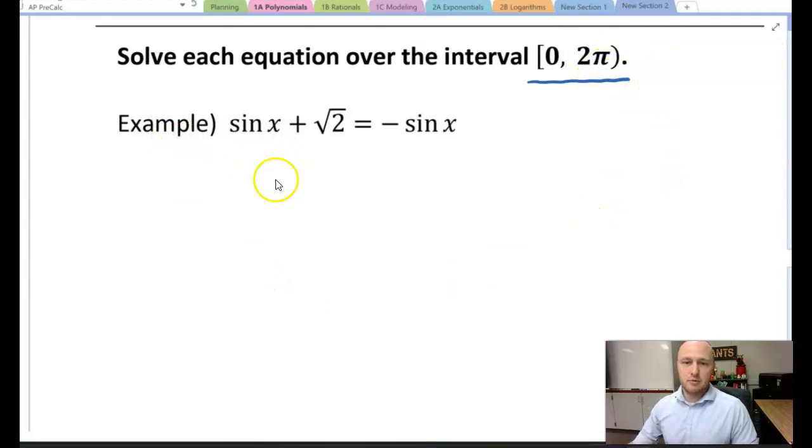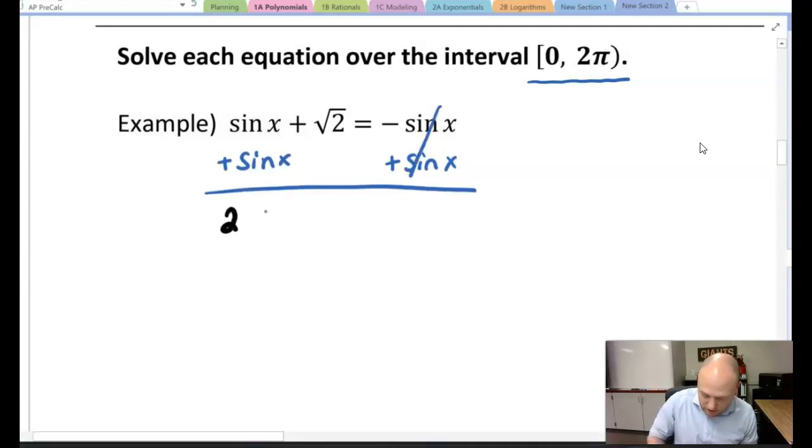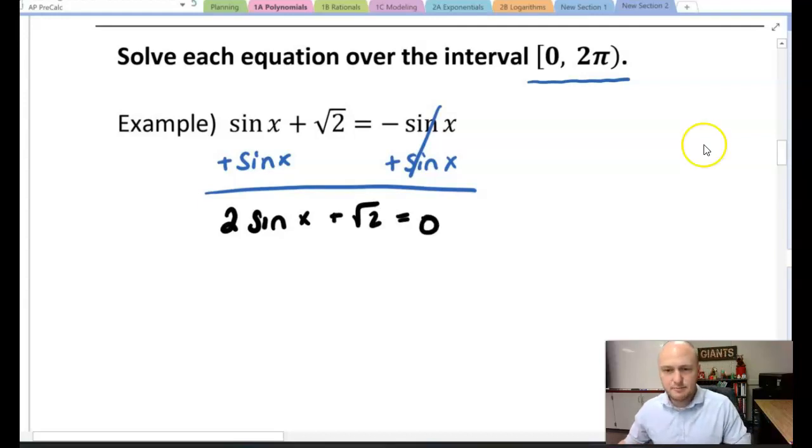So here's example number 1. It says sine of x plus square root of 2 is equal to negative sine of x. So here's what I'm going to do. This is a linear structure. I'm going to combine my sine of x terms, sine of x plus sine of x here. These will cancel, and we get 2 sine of x plus the square root of 2 is equal to 0. That's a 0 on that side.